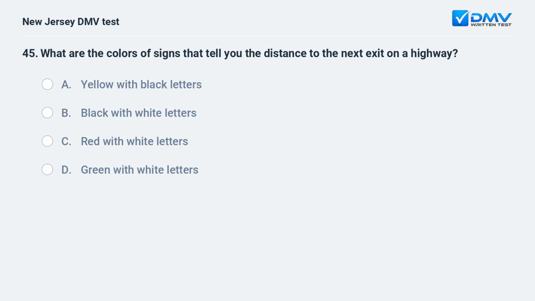What are the colors of signs that tell you the distance to the next exit on a highway? A. Yellow with black letters. B. Black with white letters. C. Red with white letters. D. Green with white letters.